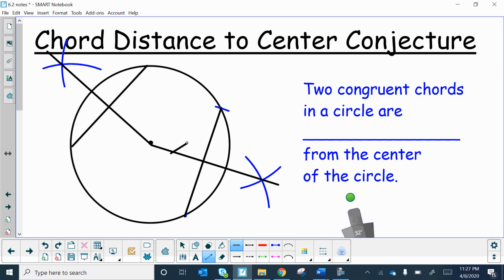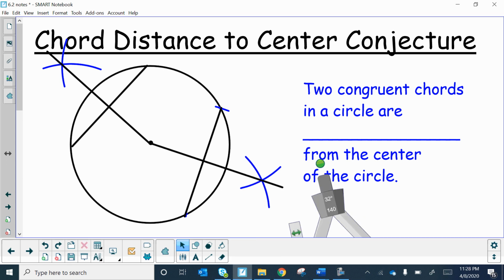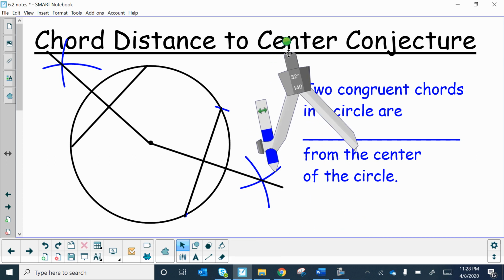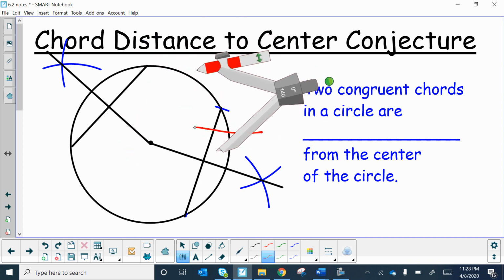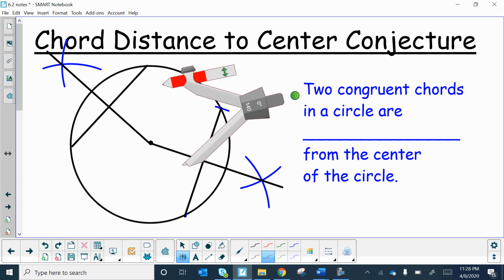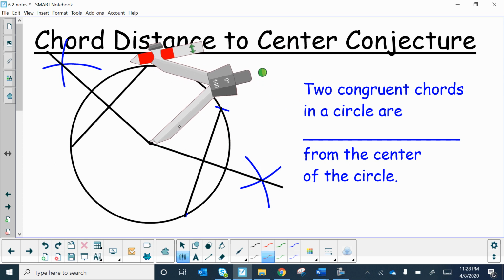Okay, so let me make sure this is nice and perfect right here. So now it's asking us to compare the distances from the center to the two congruent chords. So I'm going to place my compass at the center.